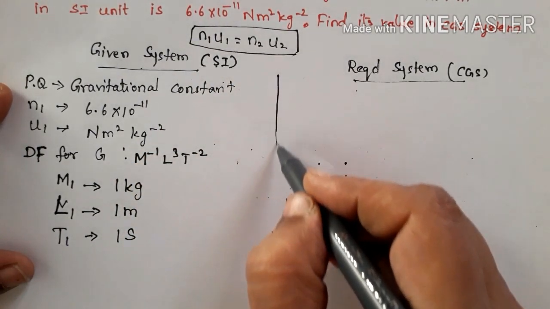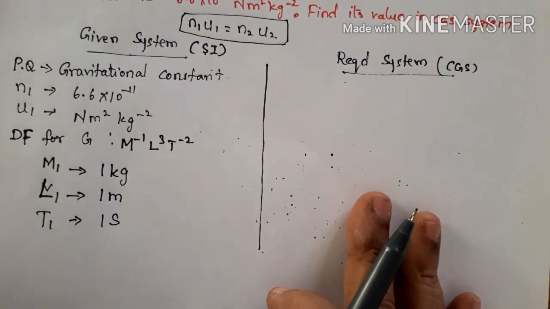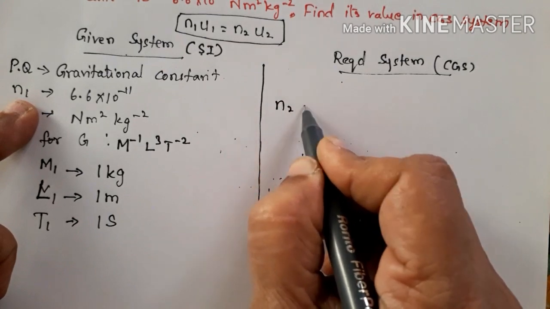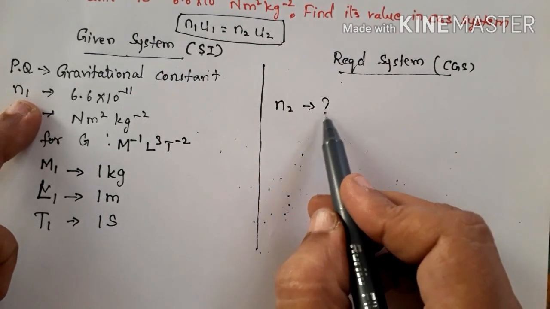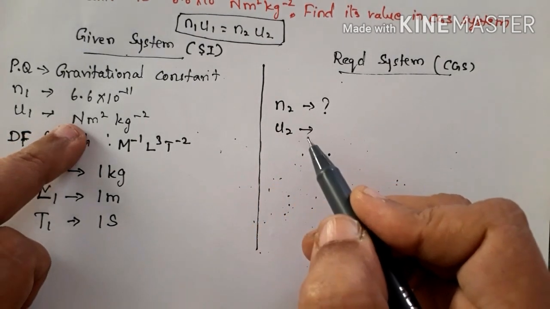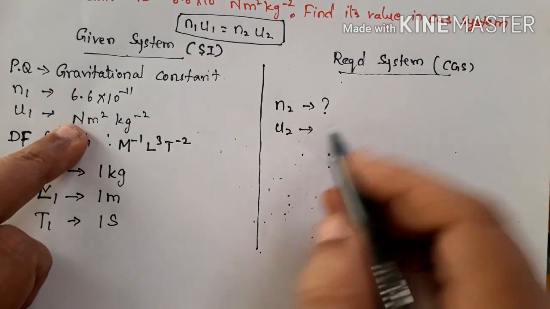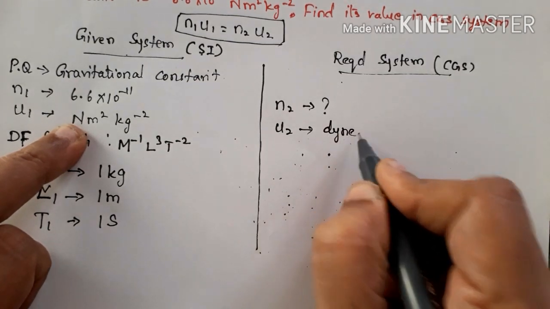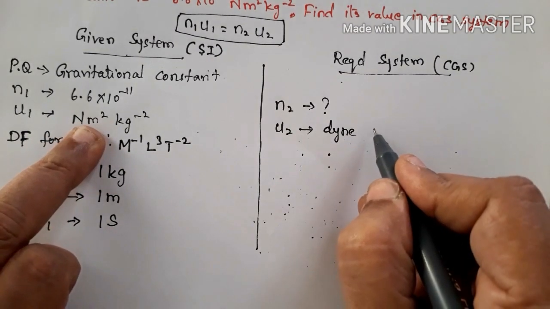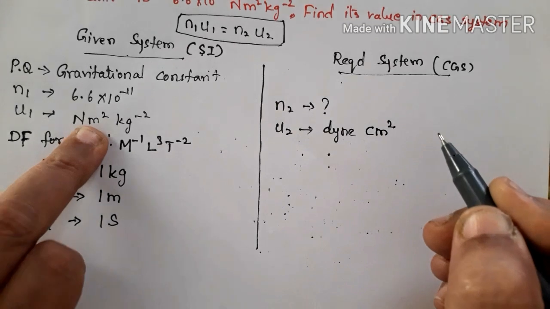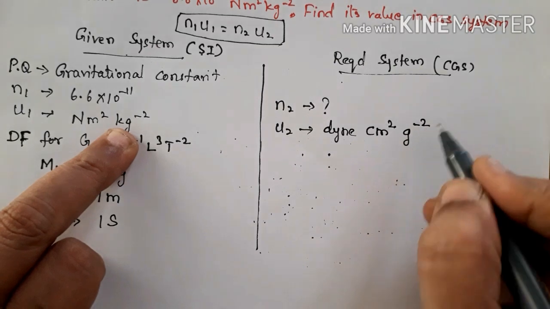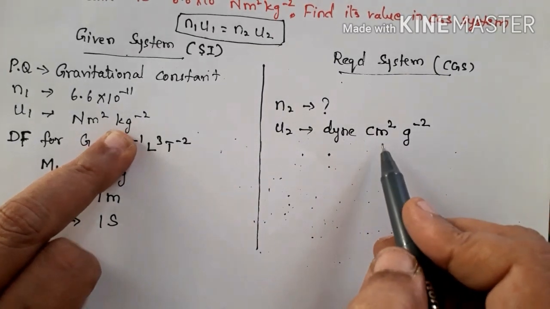Next, what you can do is, in the same way, here N2, here you got N1. The physical quantity is the same, right? Here N2 you have to find out, the numerical value involved in the CGS system is to be determined. Units you can write: Newton in the SI system is Dyne in the CGS system. Here you got meter square, in the CGS system it will be centimeter square. Kilogram power minus 2 can be written as gram in the CGS system. So the units involved in this system are these.